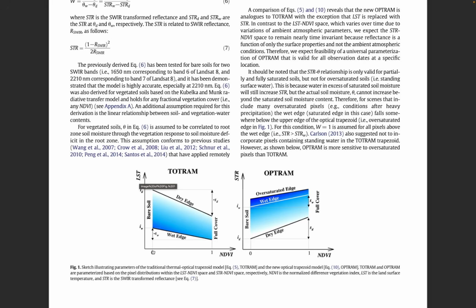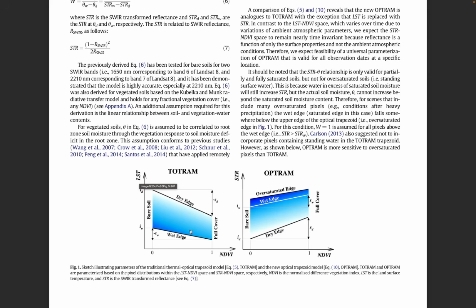But this logic is true only for NDVI from 0 to 1. For example, for water areas, this idea doesn't make sense. It totally makes sense for the vegetation cover and also the bare land. That's why we have the full cover and also the bare soil.